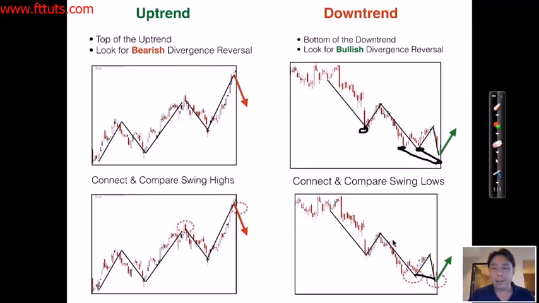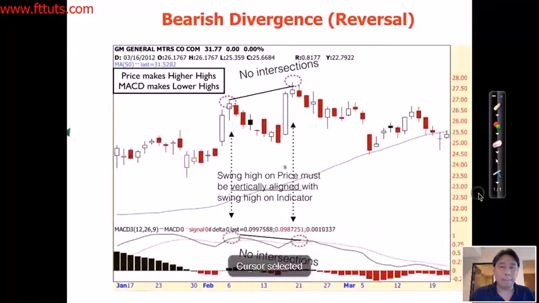So on a downtrend, it's making lower lows. We want to see the indicator making higher lows. Hence, there's a divergence telling us that there's going to be a potential reversal in the price. All right, so let's take a closer look at what I'm talking about.